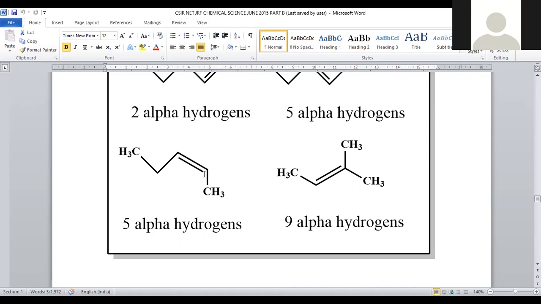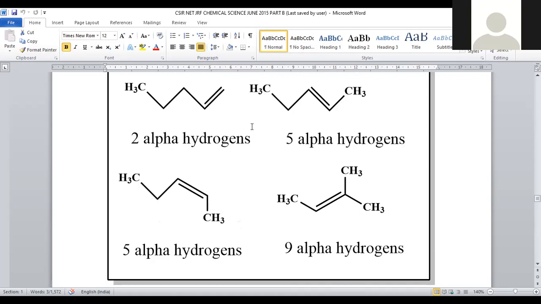When we go with this conformation, what is the difference between 2 and 3? 2 is the trans compound, 3 is the cis compound. But the number of hydrogens remains the same, 5 alpha hydrogens. Then how can we clear the ambiguity between cis and trans? Obviously, the cis isomer will be more sterically strained when compared to trans. So cis will impart the least stability, so a higher heat of hydration when compared to the trans isomer.